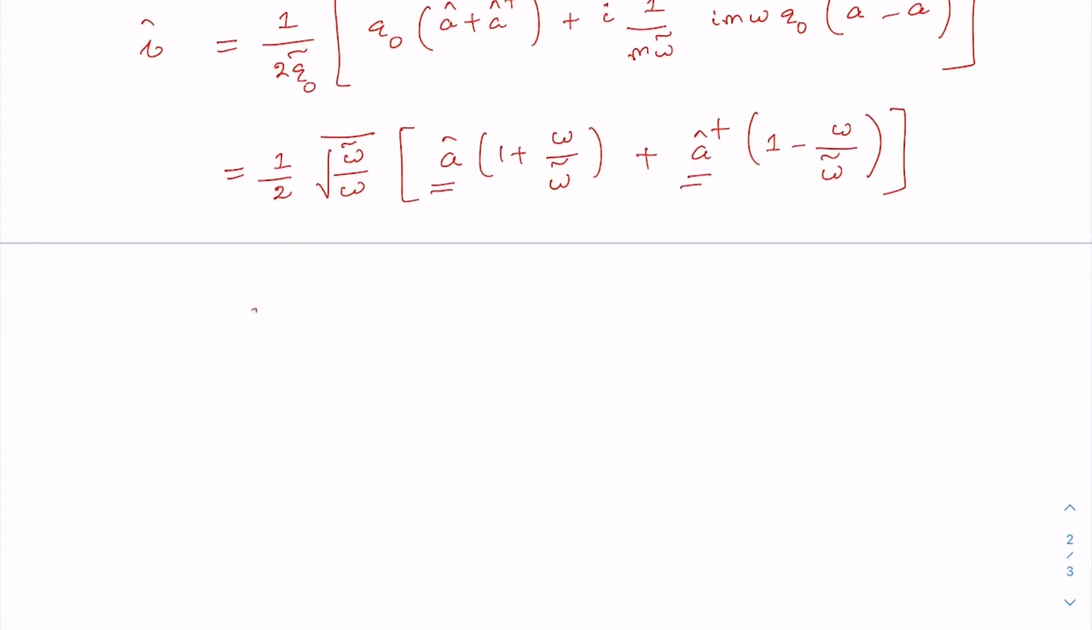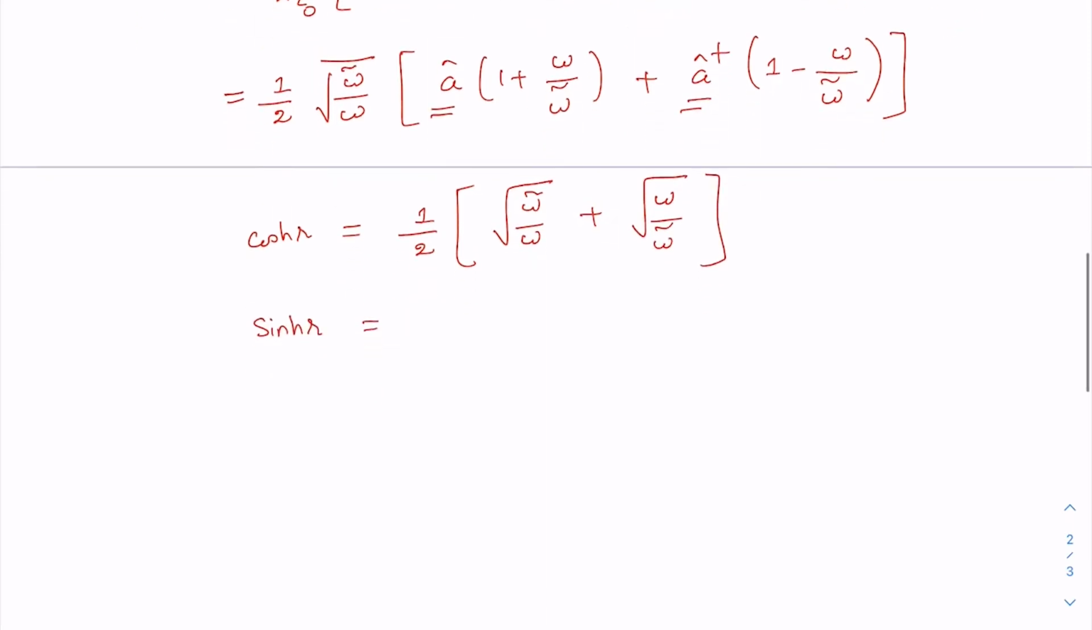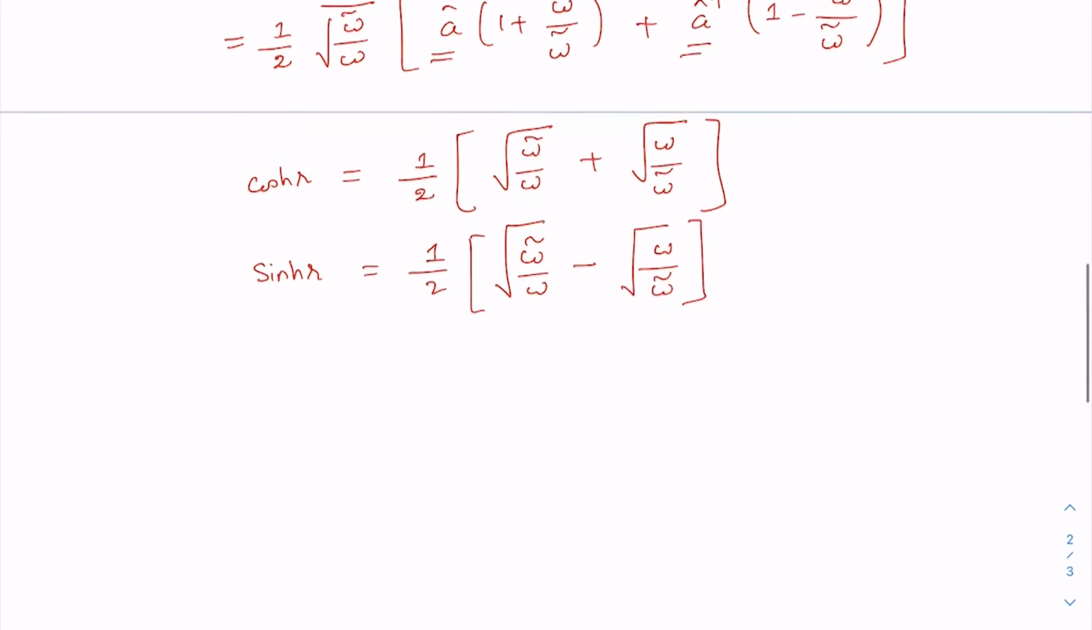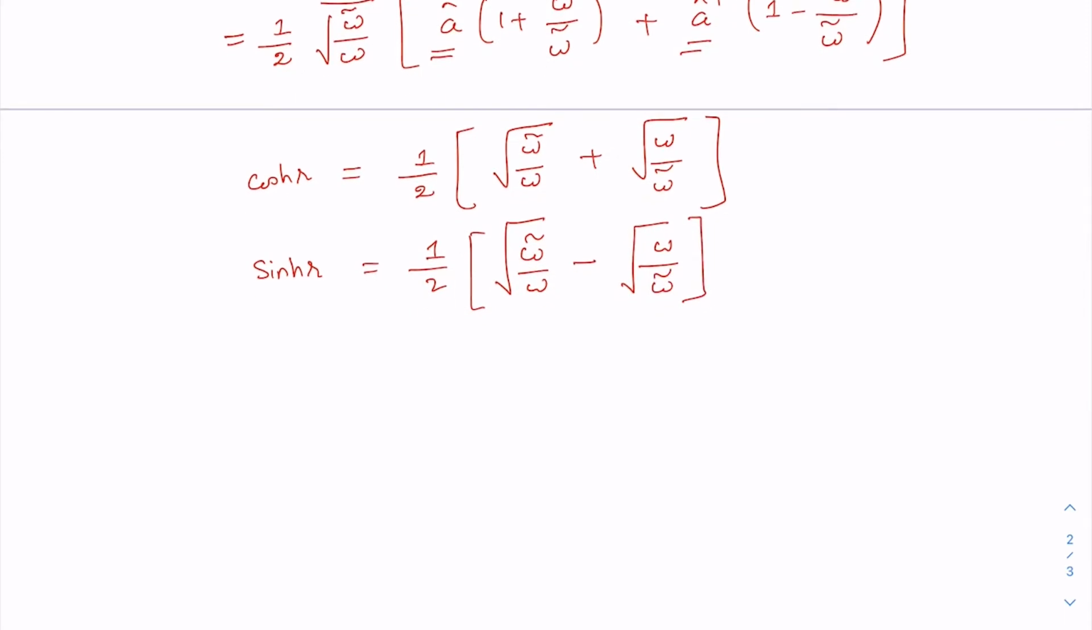So if I now write, say, cosh r is equal to half square root of omega tilde by omega plus omega by omega tilde, and sinh r I can write as 1/2 square root of omega tilde by omega minus omega by omega tilde. You will immediately see that if I write it like this, cosh squared r minus sinh squared r is equal to 1. You can verify it very easily.